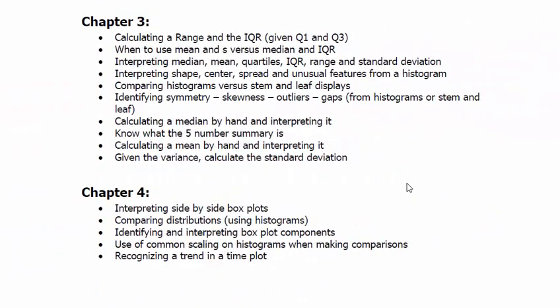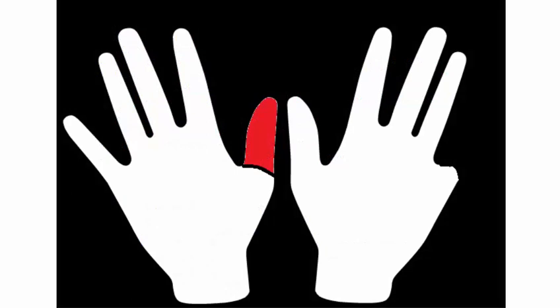Calculating a median by hand and interpreting it. One of the best ways to calculate a median by hand is to put all the numbers in order and remember the formula n plus 1 divided by 2. You're going to find the position of that number. So if you have 9 numbers, n plus 1 is 10, divided by 2 is 5. You're going to take the 5th number. And if you think about it, hold up your hands for a moment. If you hold up your thumb, there's 4 numbers before that, and then you hold up 4 numbers after.